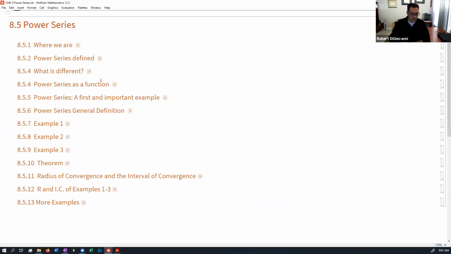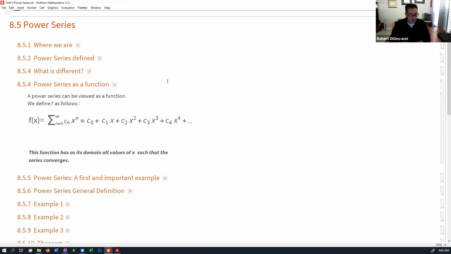We have, again, a lot to do today. We are going to pick up where we left off. We were talking about power series last time, and specifically that we have this new idea that we're going to take a series and add to it this new x to the n within the series. And since x is a variable, we can now look at this as being a function of x.